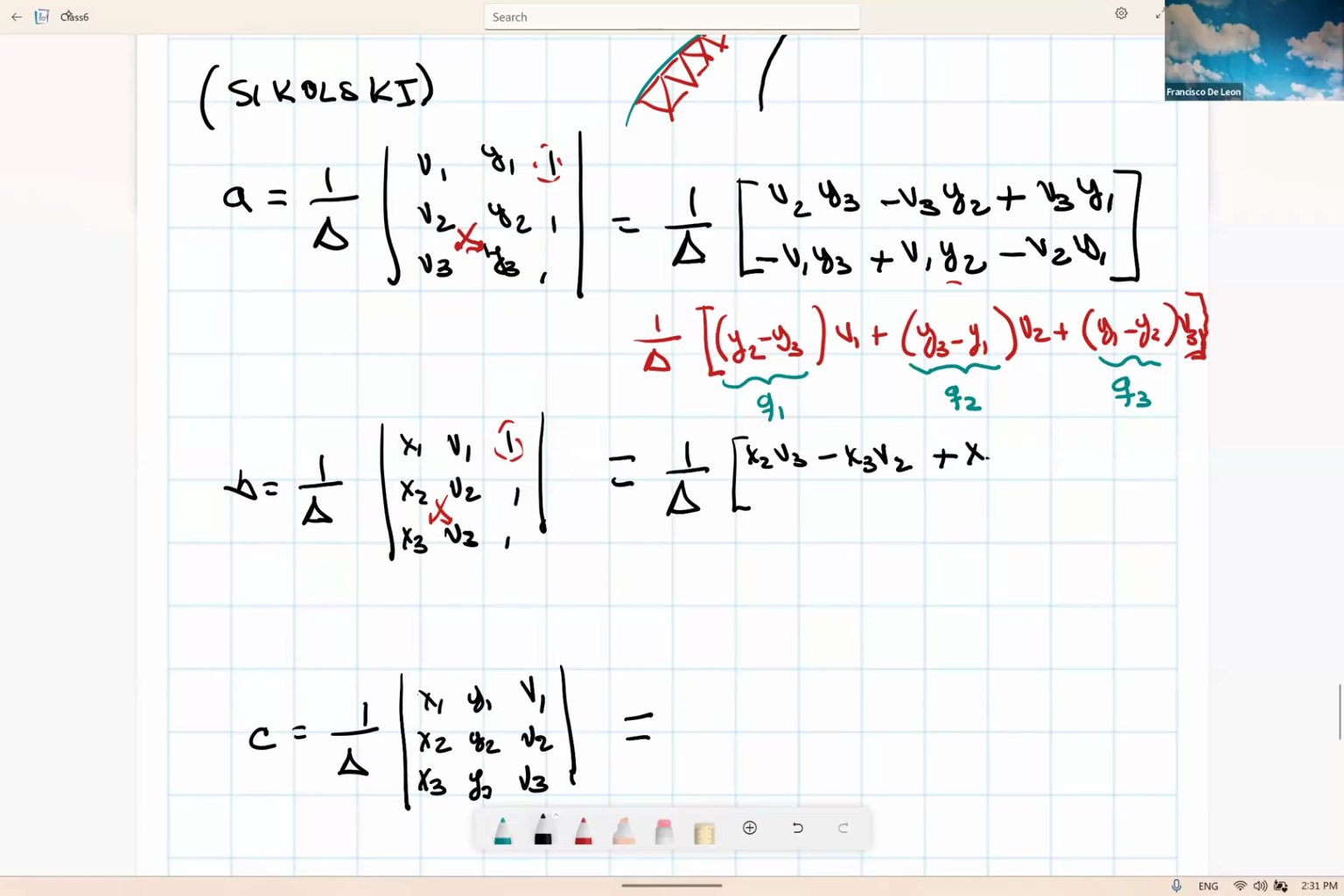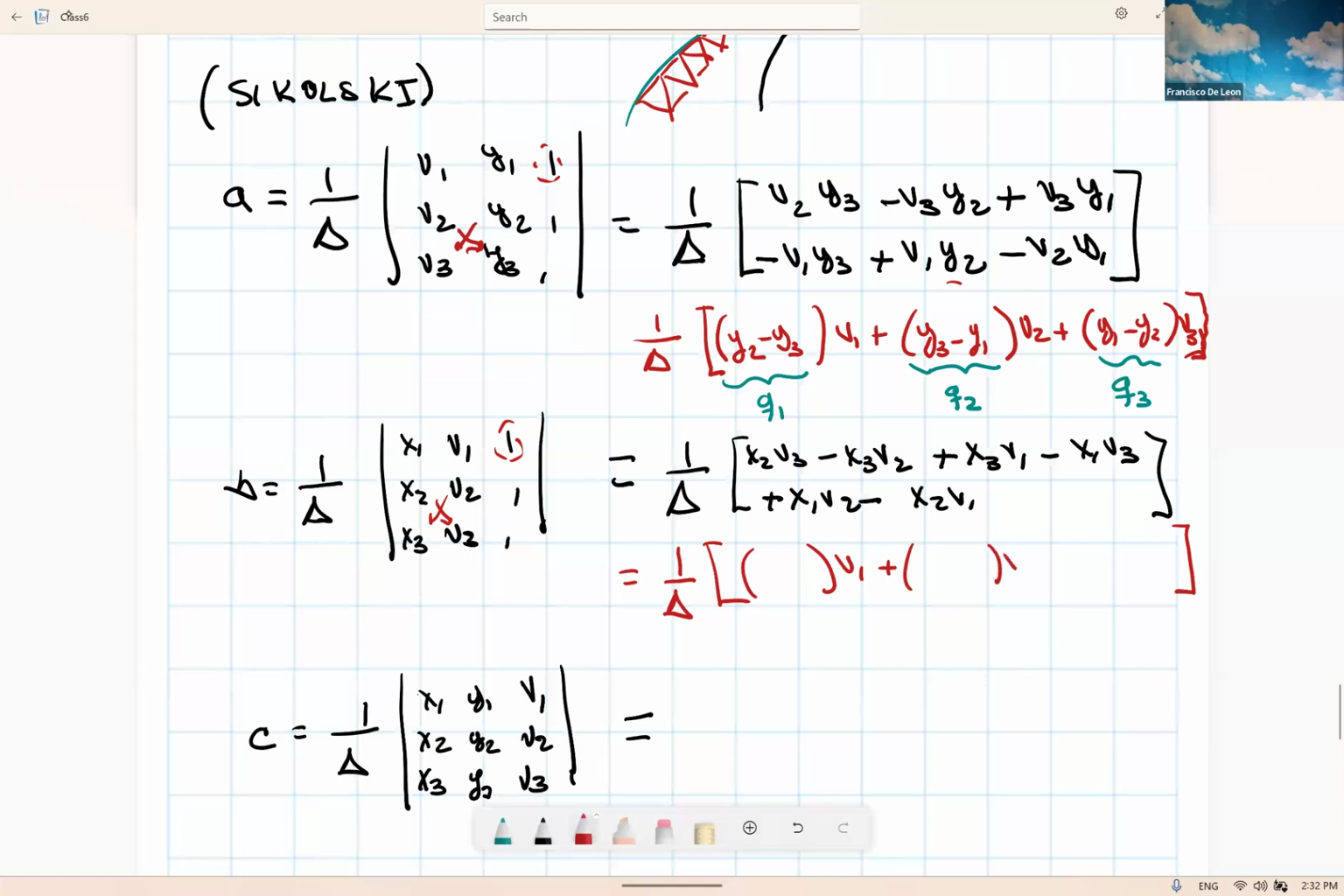Then plus X3V1 minus X1V3. Then plus X1V2 minus X2V1. And again, I will cluster them as per V1 plus V2 plus V3. So I will cluster them like this. Everything that has V1 will be X3, and the other should be negative, minus X2 V3. Then everything that has V2 will be X1 minus X3. Everything that has V3 will be X2 minus X1.